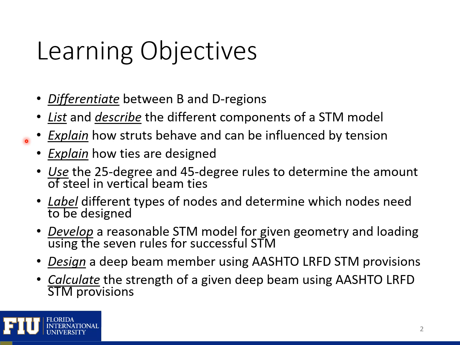at a couple different theories here, explain how ties are designed, use the 25-degree rule near supports and loads that are applied directly to the web, and a 45-degree rule for ledged members to determine the amount of steel in vertical ties. Label different types of nodes and determine which nodes need to be designed.